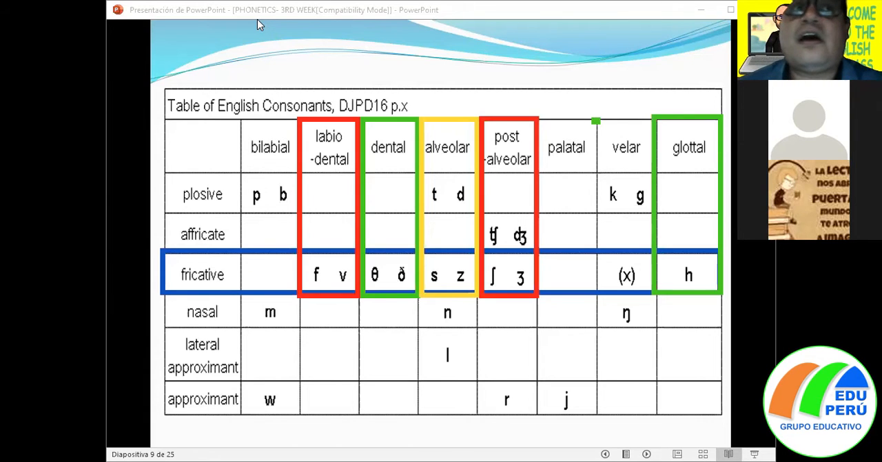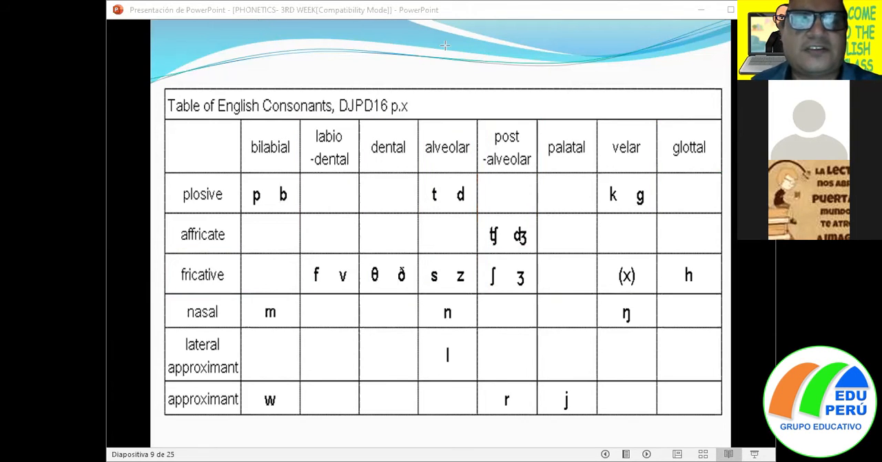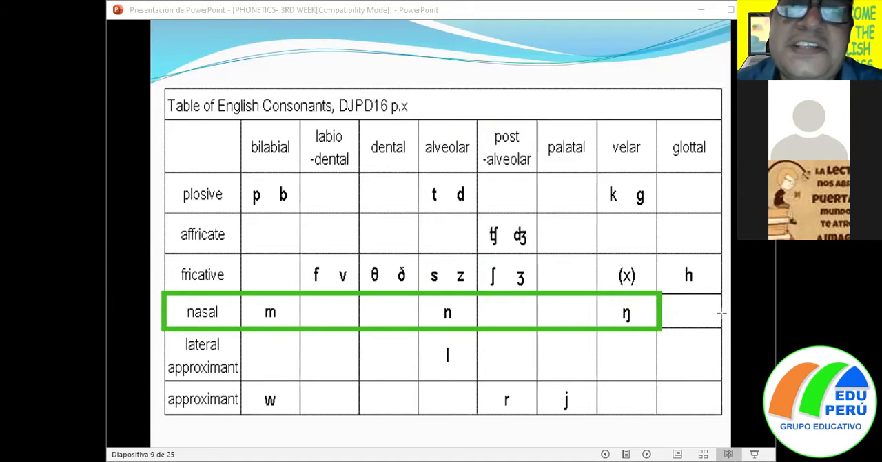All right, now let's continue. Let's pass to the nasal sounds. In the nasal sounds, we have just three nasal sounds. Notice here, nasal sounds. What is the difference again? The place of articulation. Where you're going to produce these three sounds, because the manner is the same.